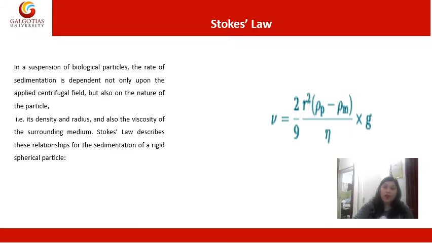After deriving this equation, Stokes law explained that in a suspension of biological particles, the rate of sedimentation depends not only upon the applied centrifugal field but also on the nature of the particle, its density and radius, and also the viscosity of the surrounding medium. Stokes law describes this relationship for the sedimentation of a rigid spherical particle, and we have discussed the equation V equals 2 by 9 R squared, rho P minus rho M, divided by eta, into G.